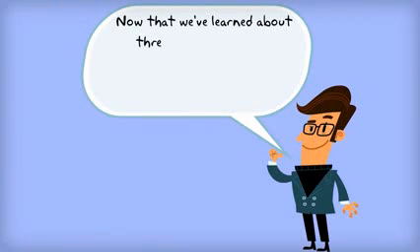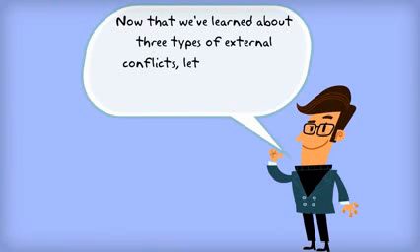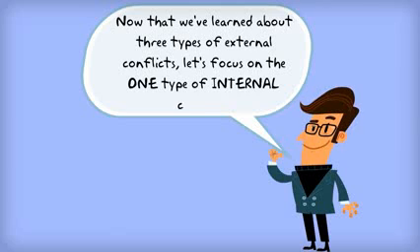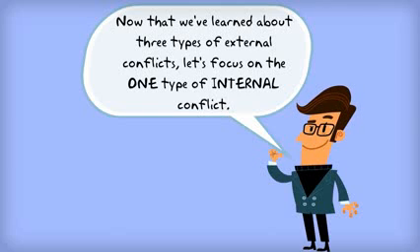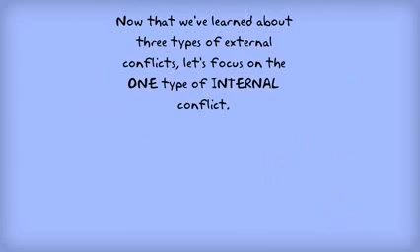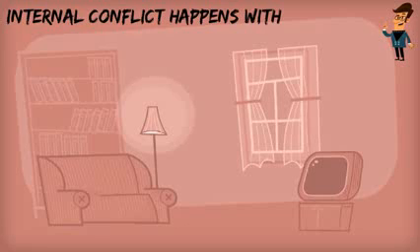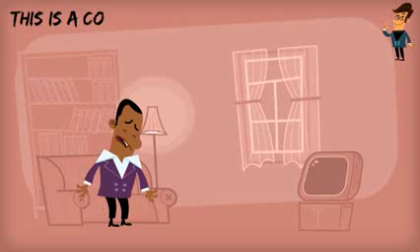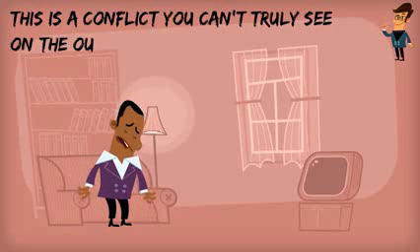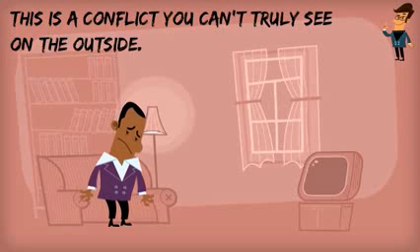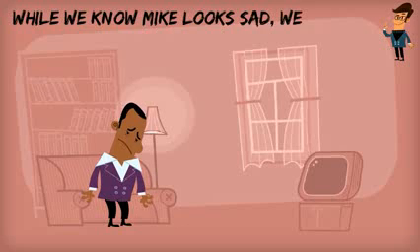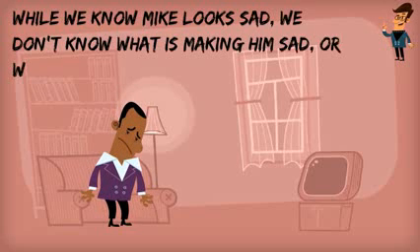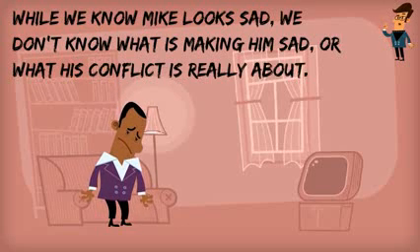Now that we've learned about 3 types of external conflicts, let's focus on the one type of internal conflict. Internal conflict happens within the character's mind. Mike here is pretty sad. This is a conflict that you can't truly see on the outside. So while we know that Mike looks sad, we don't know what is making him sad or what his conflict is really about.